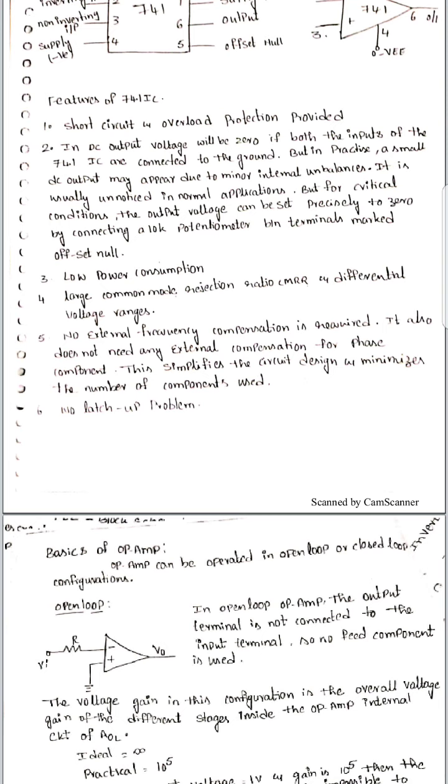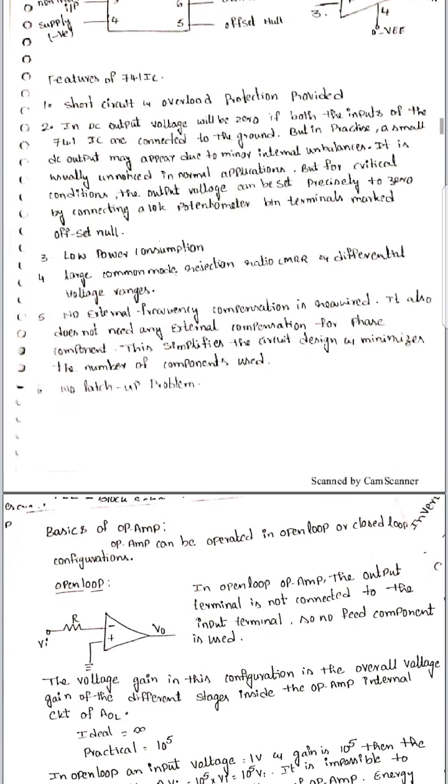Third one is low power consumption. Fourth one is large common mode rejection ratio CMRR and differential voltage ranges. Fifth one is that no external frequency compensation is required. It also does not need external compensation for the phase component. This simplifies the circuit design and minimizes the number of components used. No latch up problem.